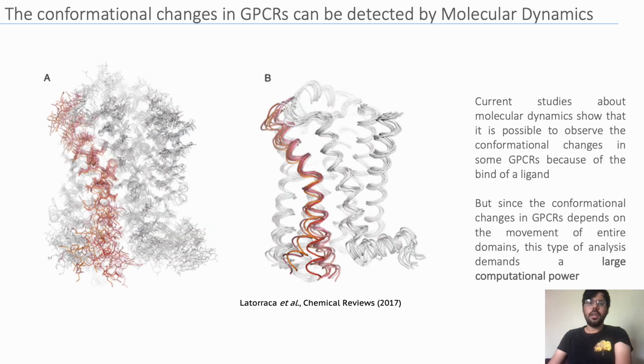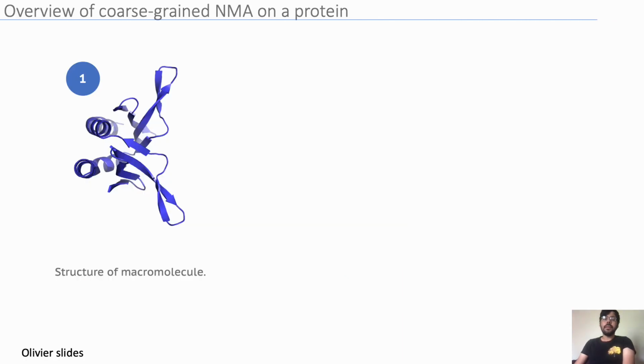The conformational changes caused by the binding of a ligand can be detected by molecular dynamics experiments, which see the protein changing its conformation, for example from the active to the inactive state upon binding of an antagonist. But these kinds of experiments are computationally very costly, and we are limited to a small number of molecules. An alternative could be applying normal mode analysis, which is coarse-grained, to study the dynamics of the GPCRs in complex with ligands.